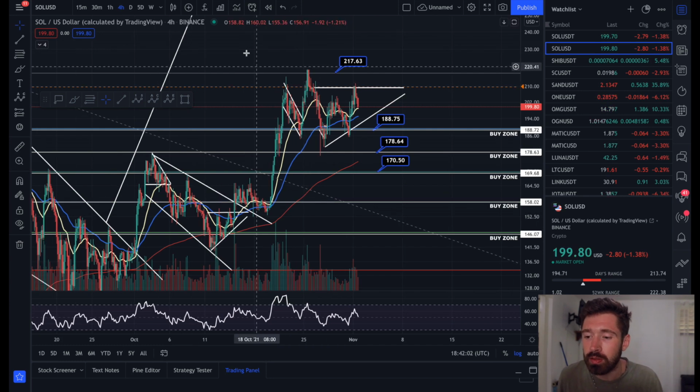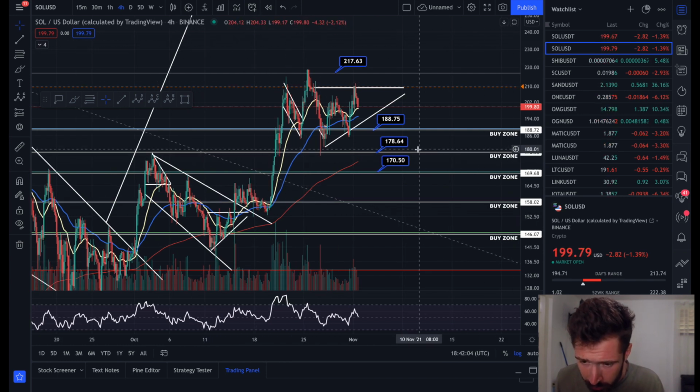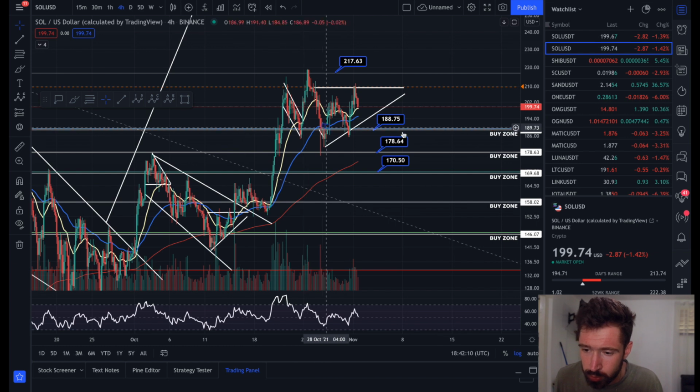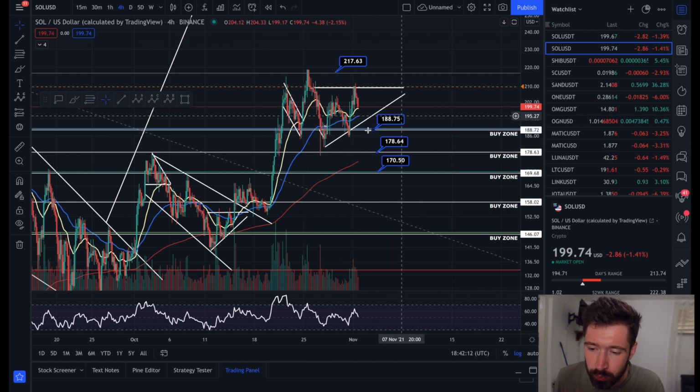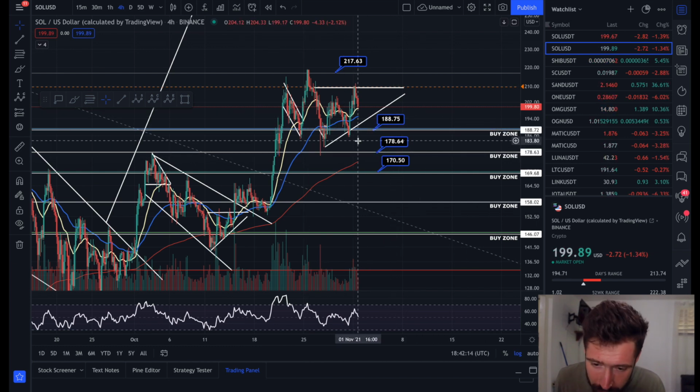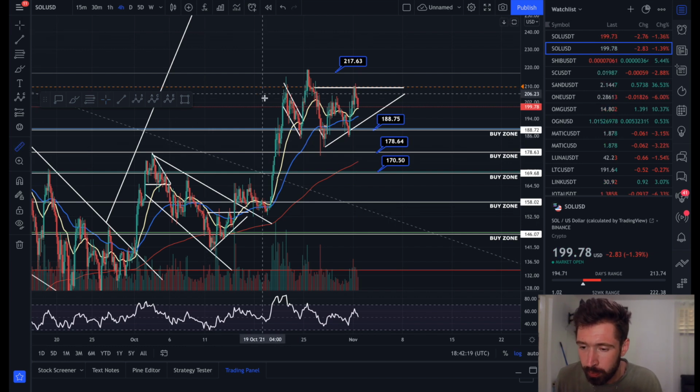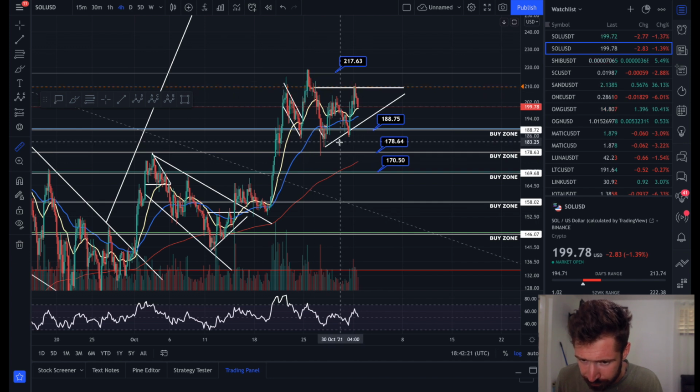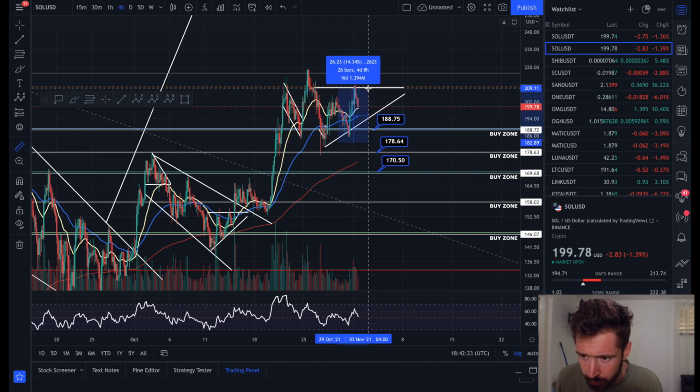So let's get into Solana, guys. If you're using our dollar cost average trading method, you were triggered into your trade at 188 and then once again at 178, which brought your average price down to about 183. And if you sold up here at this level of resistance, that was a juicy trade opportunity of 15%.